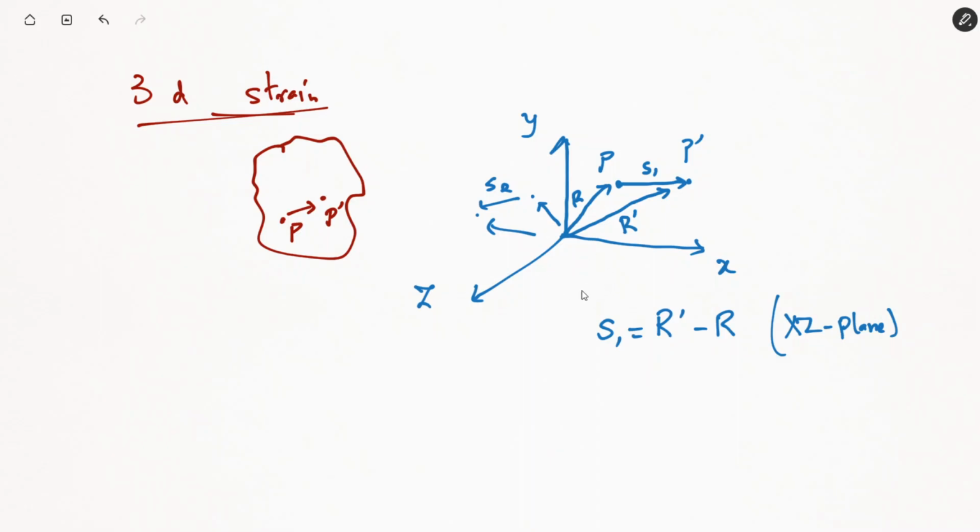Similarly, P can be mapped to the XZ plane and it will be transformed to P dash. So this displacement can be S3. Fine. So you have S1, S2, and S3: XZ plane, YZ plane, and the first one was the XY plane. Sorry.